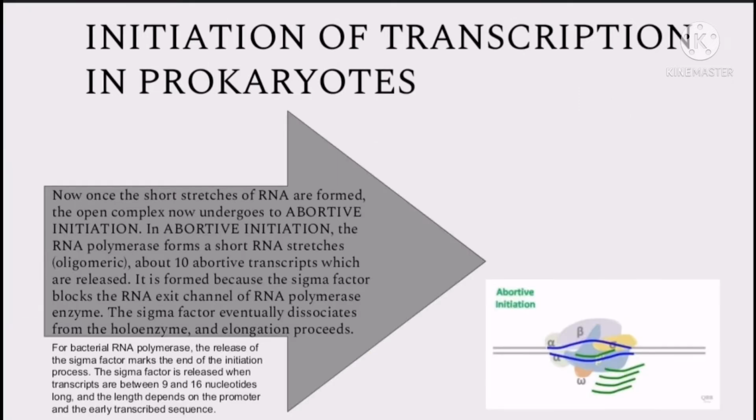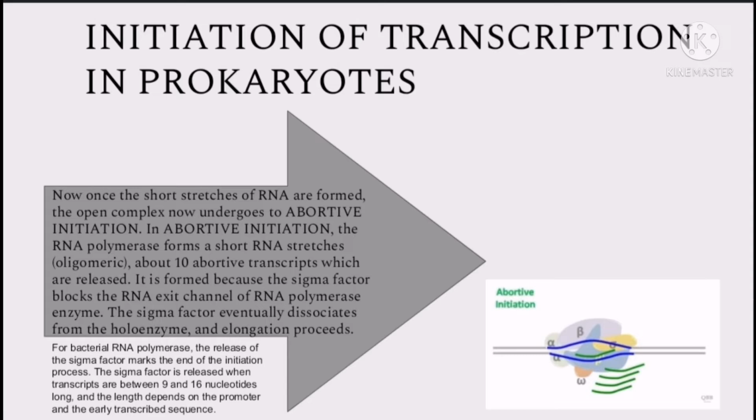Now, once short stretches of RNA are formed, the open complex undergoes abortive initiation. In abortive initiation, the RNA polymerase forms short RNA stretches, or oligomers, about 10 abortive transcripts, which are released. It is formed because the sigma factor blocks the RNA exit channel of the RNA polymerase enzyme. The sigma factor eventually dissociates from the holoenzyme and elongation proceeds.